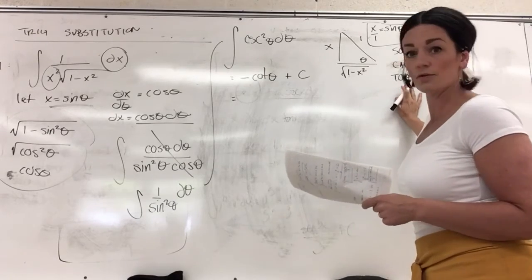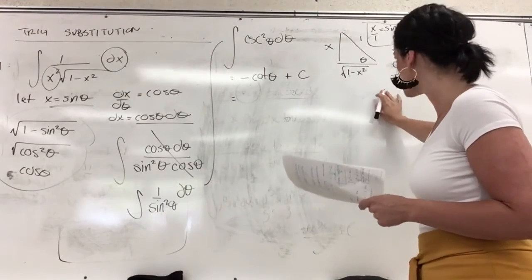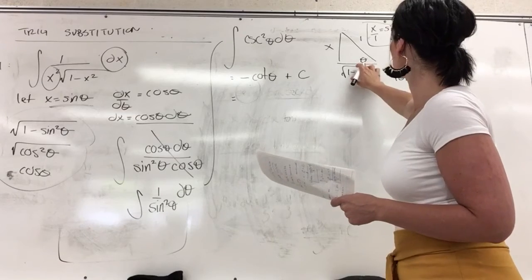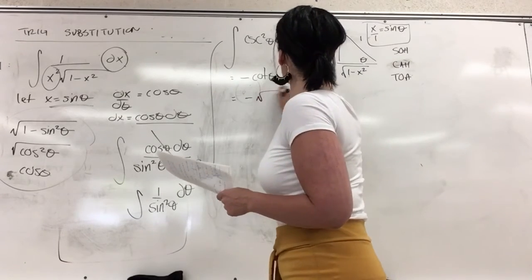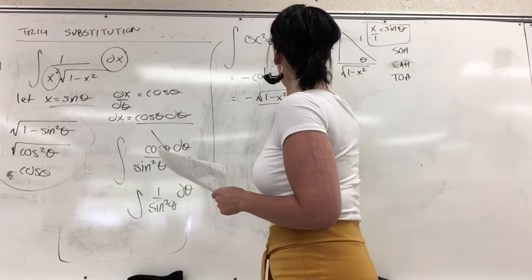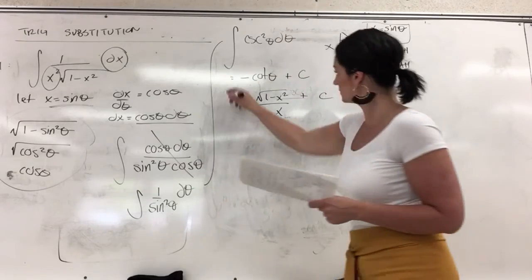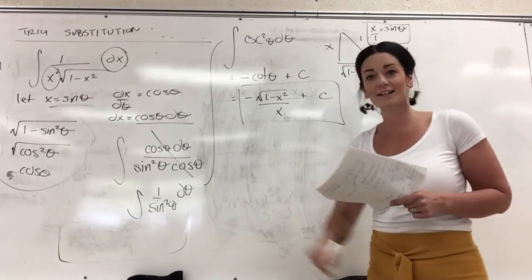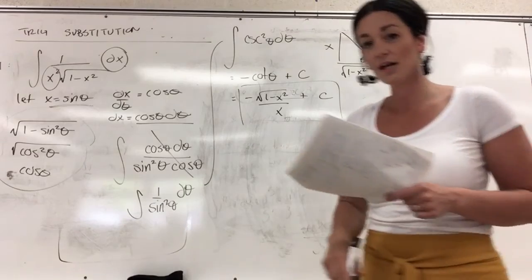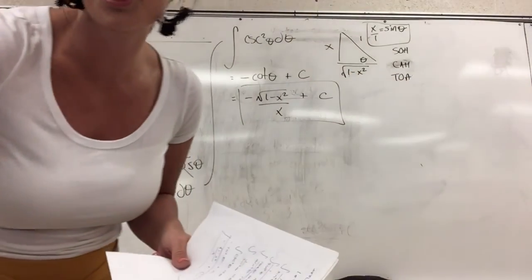So tan is opposite over adjacent, so cotan is adjacent over opposite. Okay, so we're going to do adjacent over opposite plus c. Ta-da! Is that the most beautiful thing you've ever seen? I'm going to do another example on trig substitution.